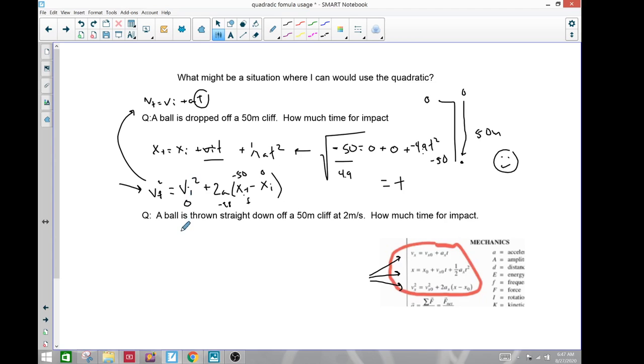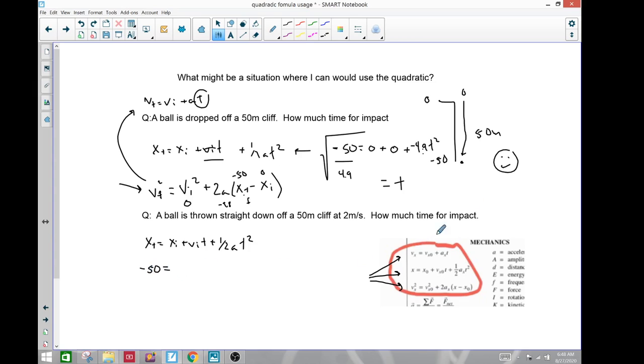All right, let's take a moment and look at the second problem. Now the second problem says it's thrown down at a velocity. Now this is a little different scenario here. Okay, so I have xt equals xi plus vit plus 1/2 at squared. Xt is going to be my negative 50. I want to know how much time it takes to impact the ground.